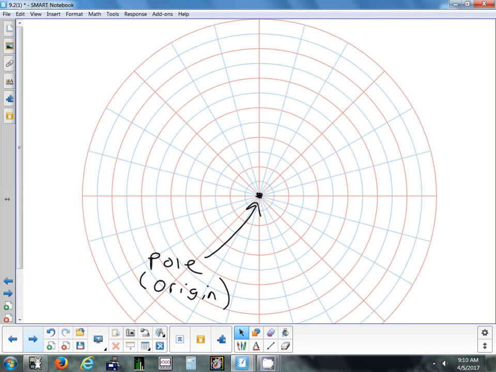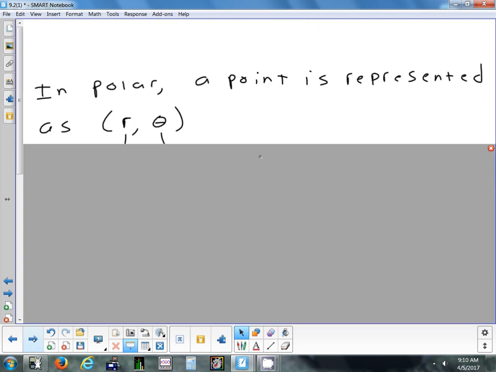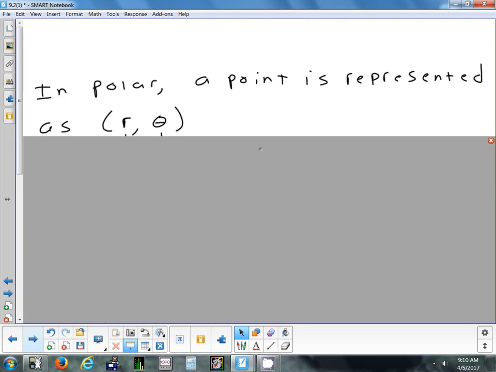So, did anyone use that kind of coordinate system before? Polar? Yeah, polar, it's a little bit different. I'm going to show you how the coordinates work. It's not an x and a y. It's based on an r and a theta. That's a coordinate in polar. We just have to explain what each one of those things means.